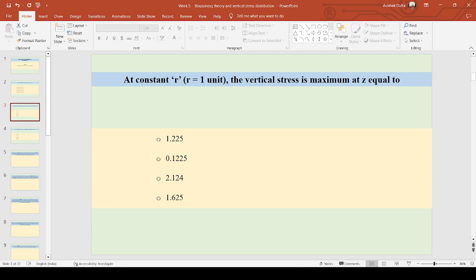At constant r, that is r equal to 1 unit, the vertical stress is maximum at z equal to 1.225, 0.1225, 2.124, or 1.625.